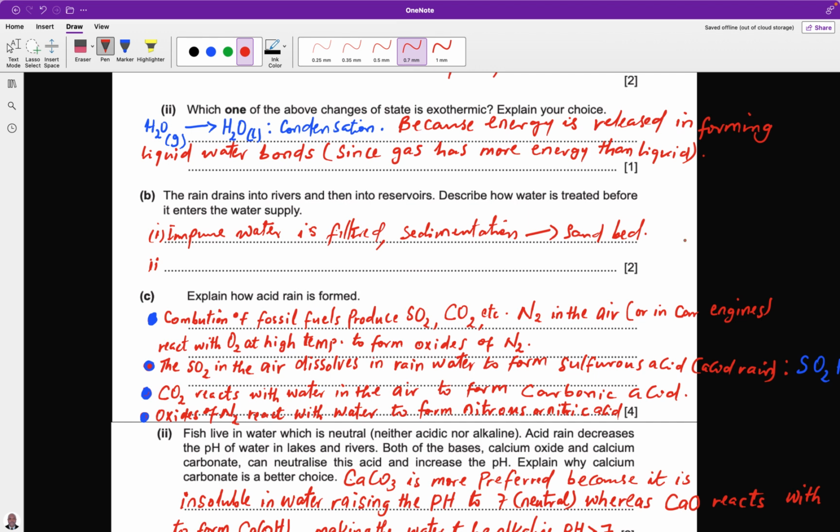Just 2 marks, so you have to be brief. Then this is now followed by what? This is now followed by chlorination. And then finally, supply.